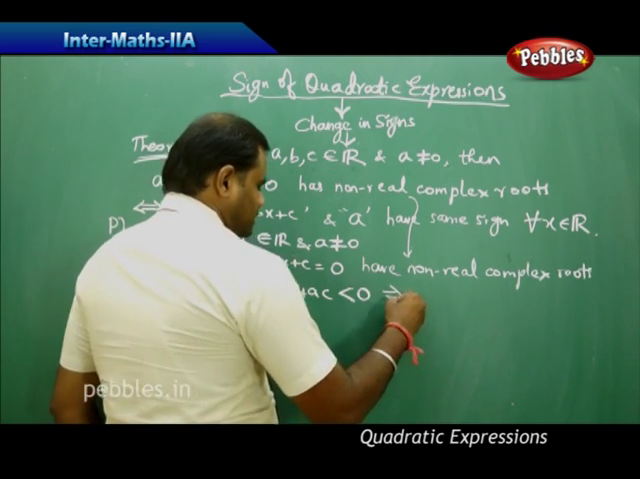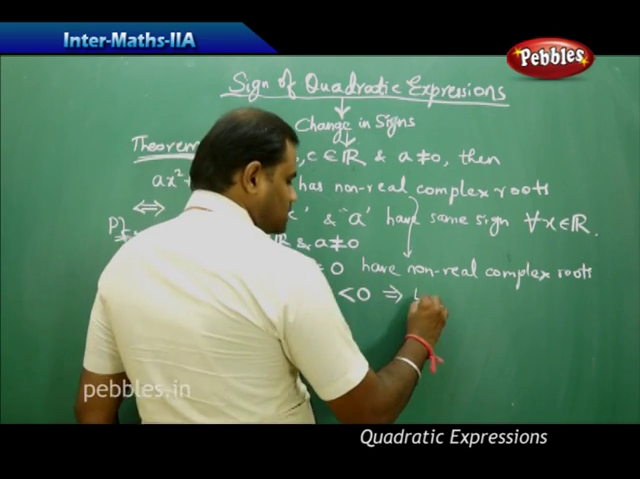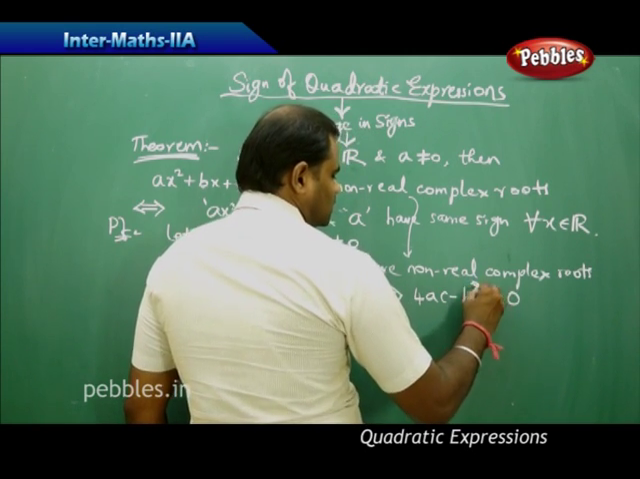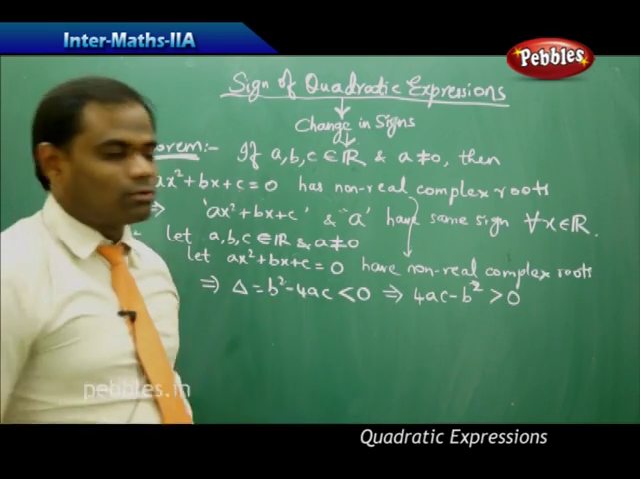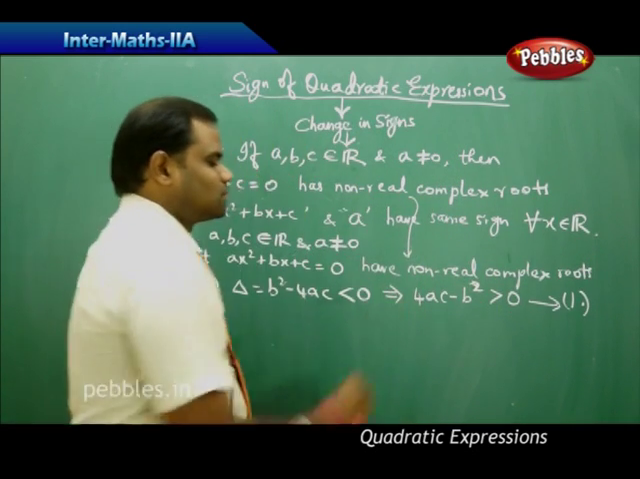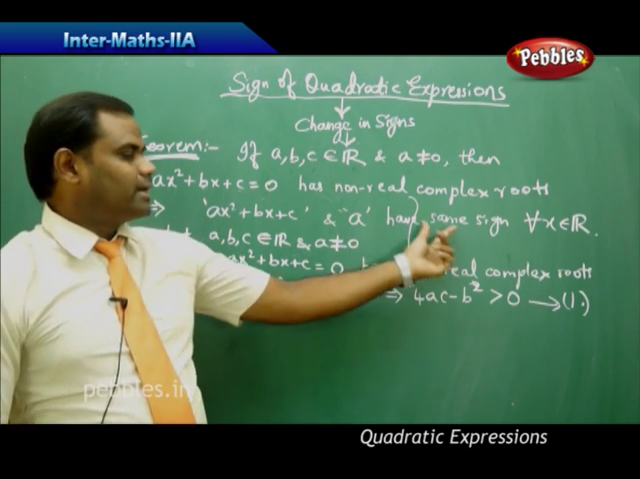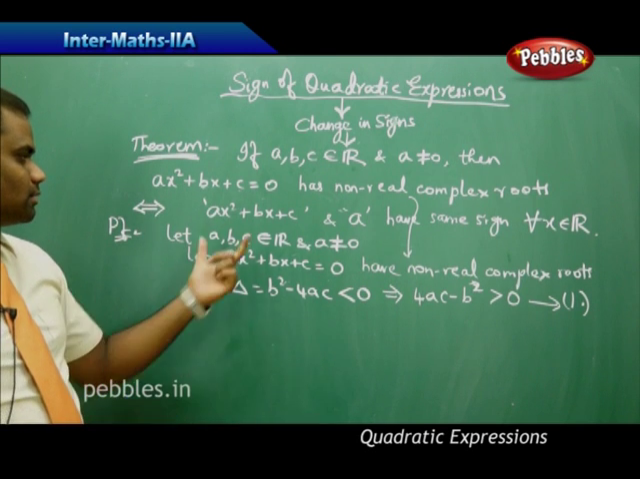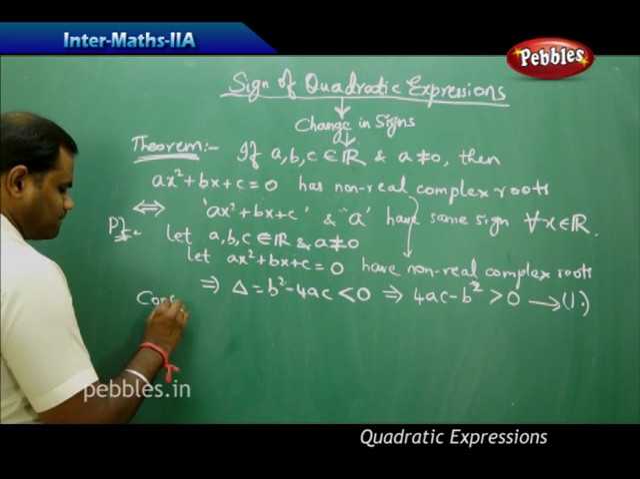So this implies when b squared minus 4ac is less than 0, 4ac minus b squared is greater than 0, is what we take here. Now we utilize this in the later part of the proof, where I take this as equation 1. So through this equation 1, let's see how we can show that this and this have same sign. To do that, initially I consider the quadratic expression ax squared plus bx plus c.